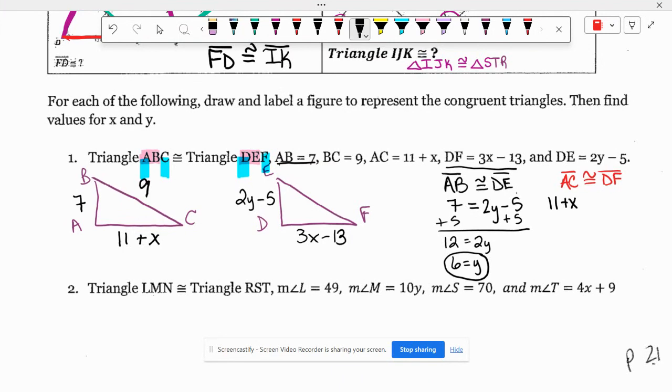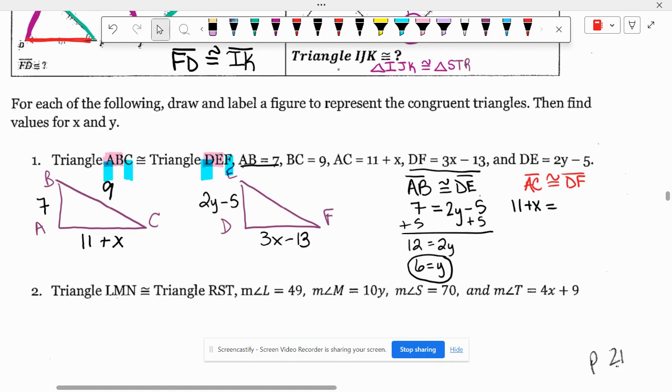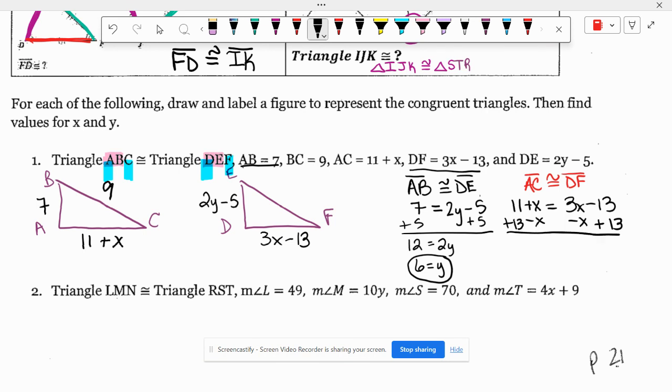11 plus X. And if they're congruent, that means their measures are equal. So 11 plus X has to equal 3X minus 13. Subtract X from both sides and add 13 to both sides. So 24 equals 2x, which means that x equals what? X equals 12.